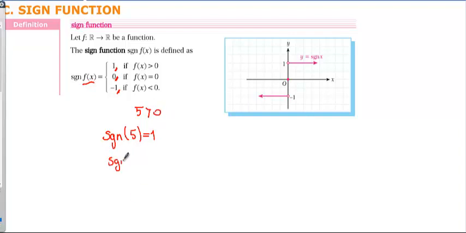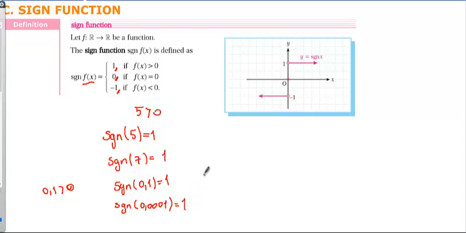Or sign 7 is equal to 1. Sign 0.1 is equal to 1, because 0.1 is also greater than 0. And sign 0.00001, you may continue like this, there's no problem. Because this number is greater than 0, it should be equal to 1.